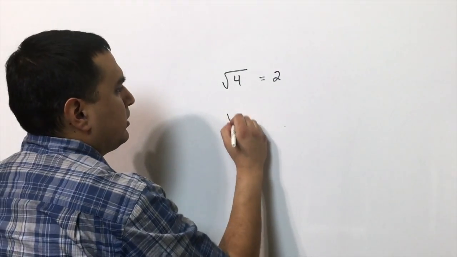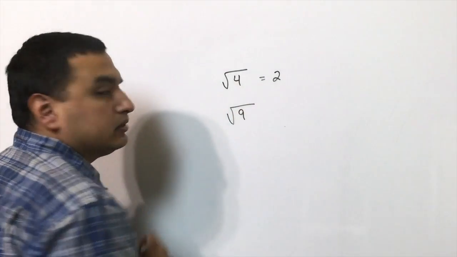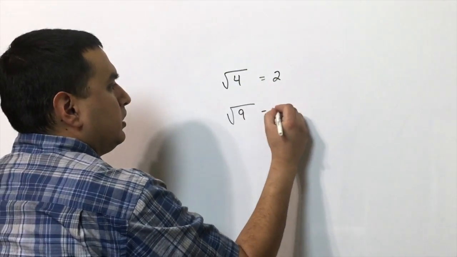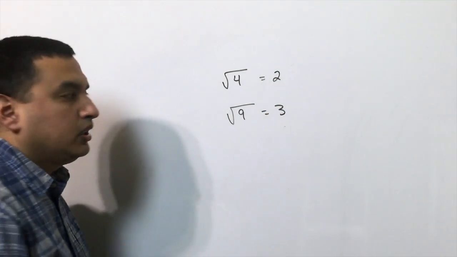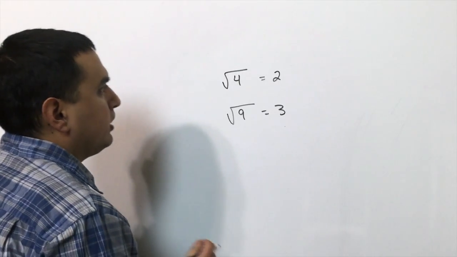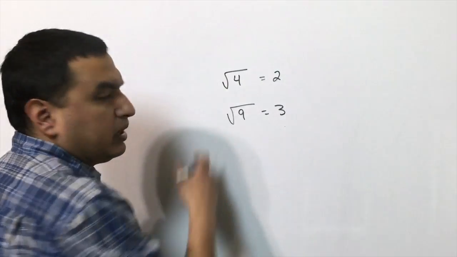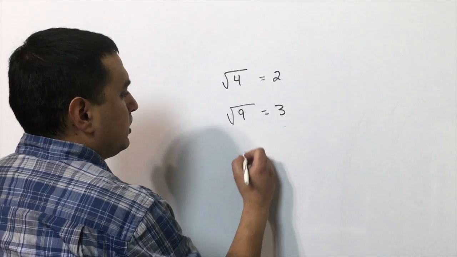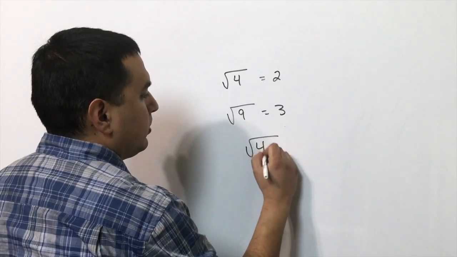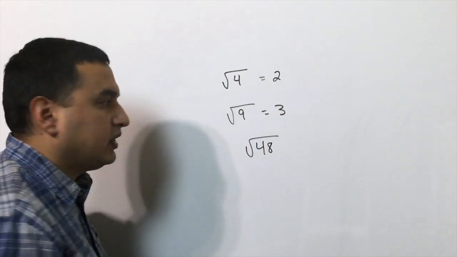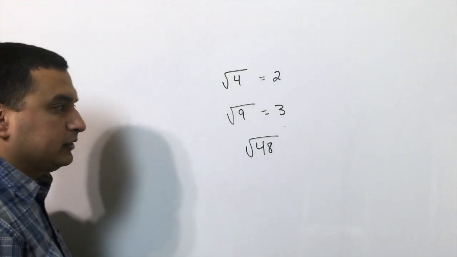Another example would be, say, something like the square root of 9. That would be 3. But the numbers that we're going to talk about are what happens when it's not a perfect square. Something like, say, the square root of 48. We're going to talk about simplifying that and how to do it.